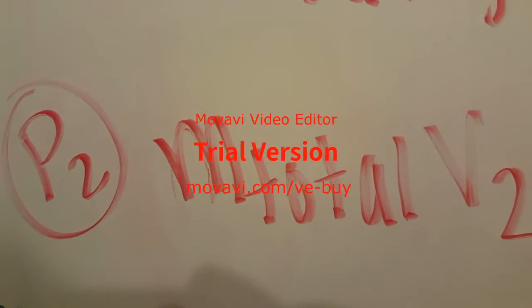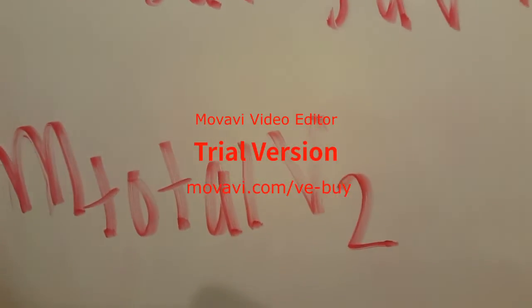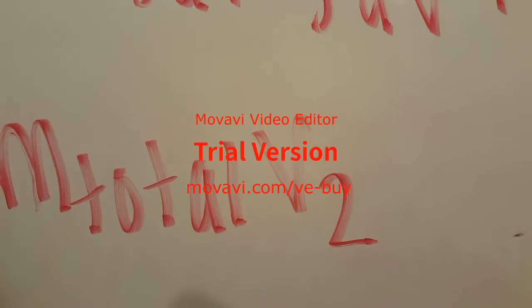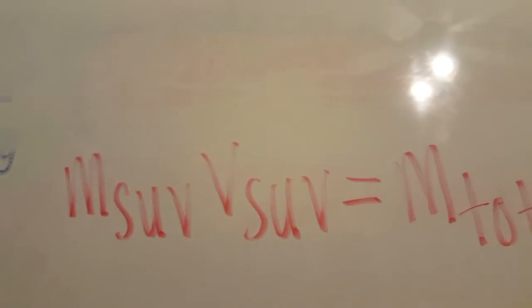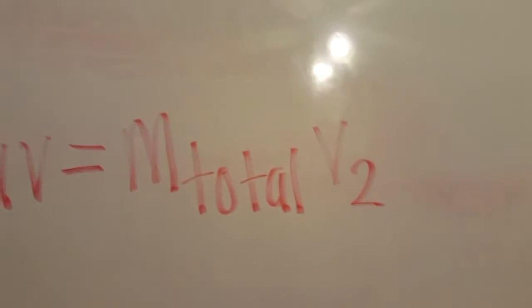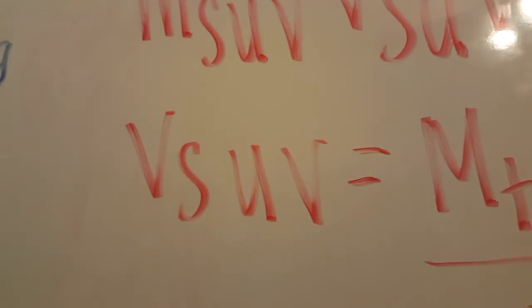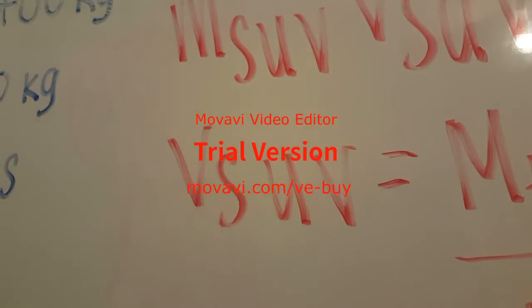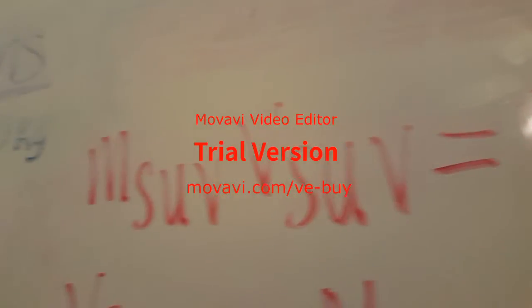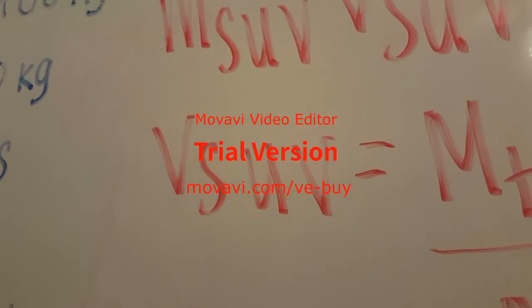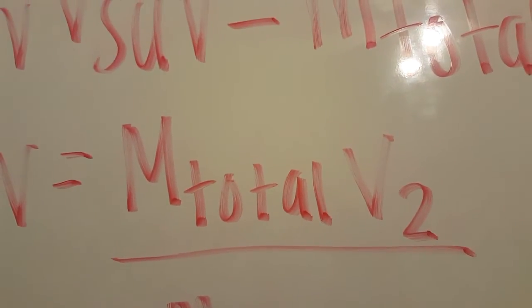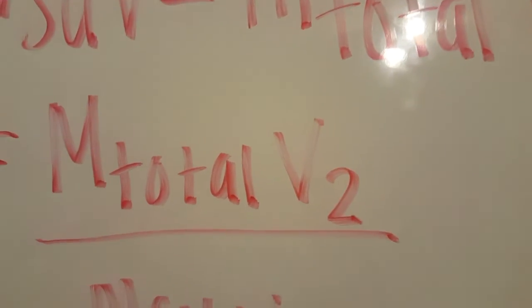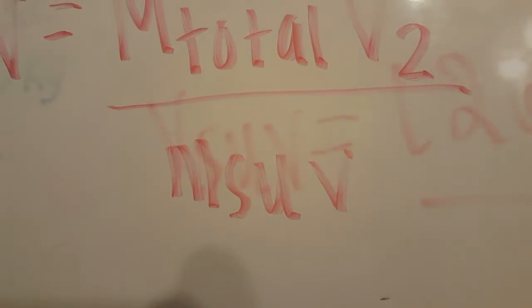Moving on to the momentum at position 2, we have the total mass of both the SUV and the car times the velocity at position 2 that we found before using kinetic energy. The final equation we can use is the mass of the SUV times the velocity of the SUV equals the total mass times velocity. In order to isolate the velocity of the SUV at position 1, you divide by the mass of the SUV. So now our new equation is the velocity of the SUV at position 1 is equal to the total mass times the velocity at position 2 over the mass of the SUV.